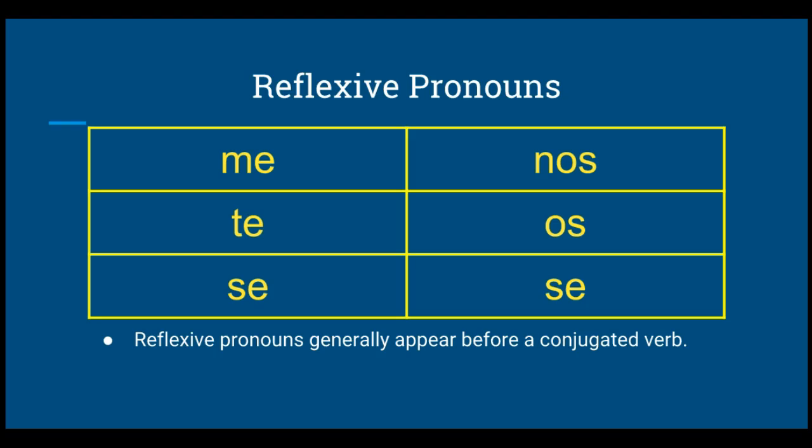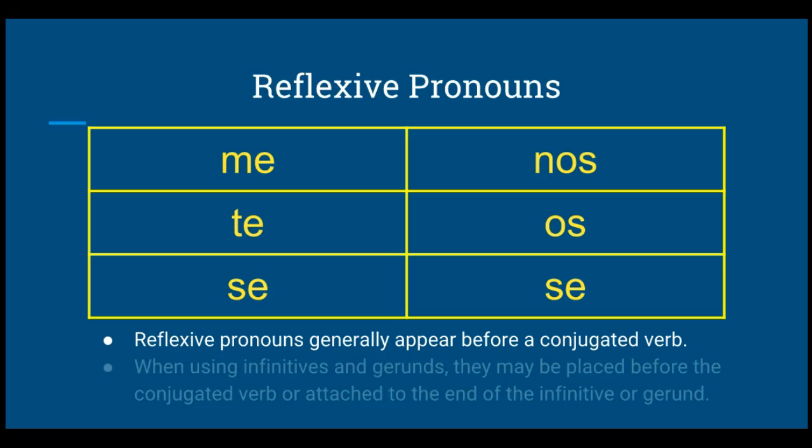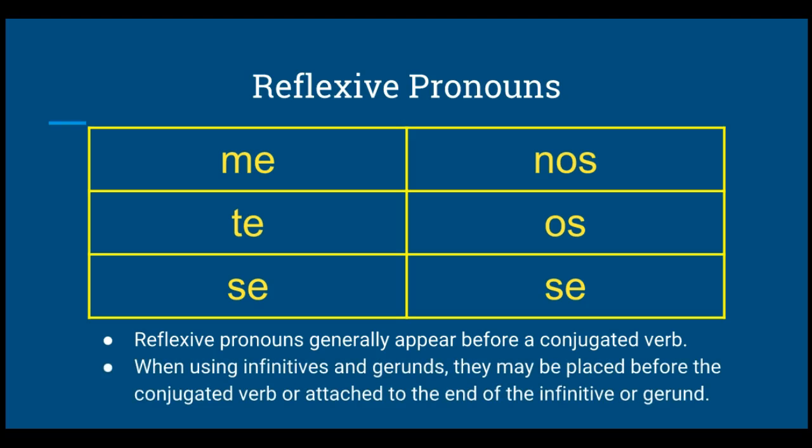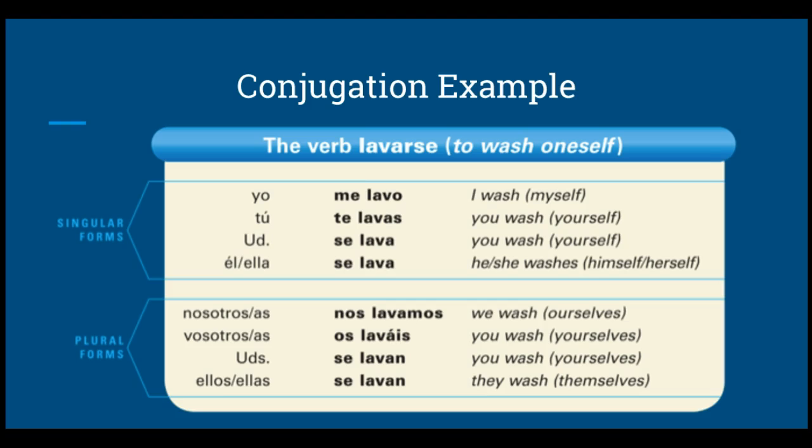Just like the object pronouns that you're used to using, reflexive pronouns will generally appear before a conjugated verb. If you are using an infinitive or a gerund, then you can tack the reflexive pronoun onto the end of the infinitive verb or the gerund, or you also have the option of still placing that reflexive pronoun before your conjugated verb. Here are some examples of how to conjugate a reflexive verb.